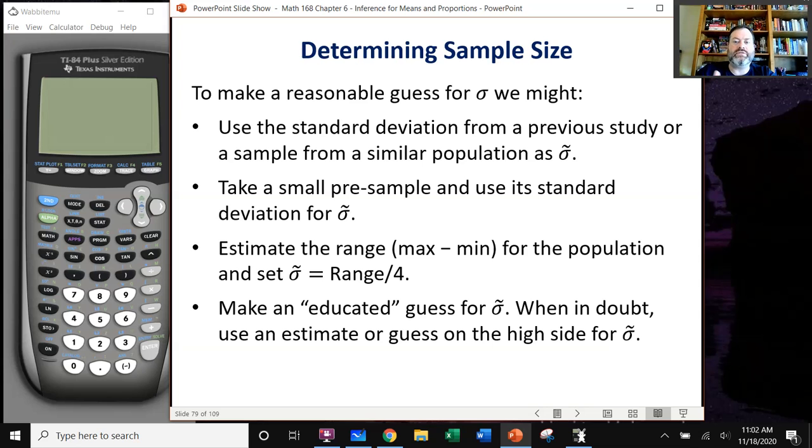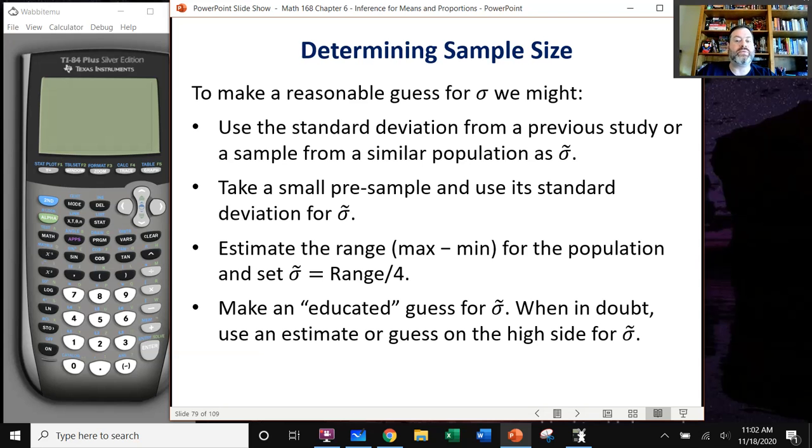You can use the standard deviation from a previous study or a sample from a similar population. That's by far the most common way to get sigma tilde, just look at a previous study or a sample from a similar population. You can take a small pre-sample and use its standard deviation. So if you're thinking your study might be hundreds of people, go out and take a sample of around 10 people. The standard deviation shouldn't change too much, so that would be a good estimate.